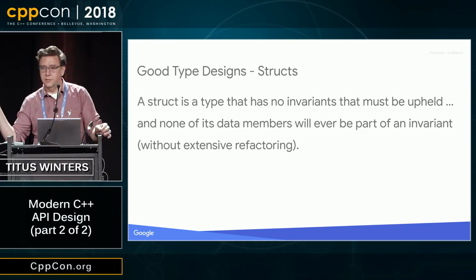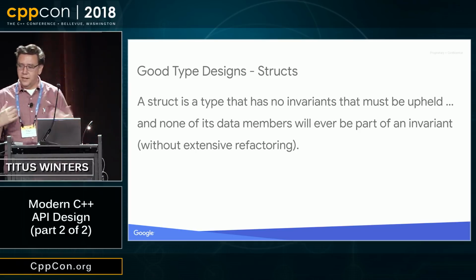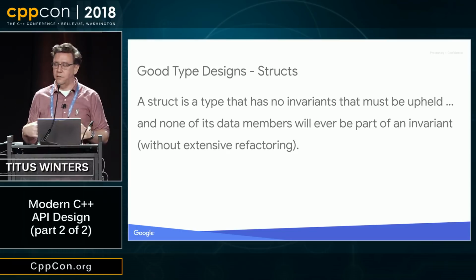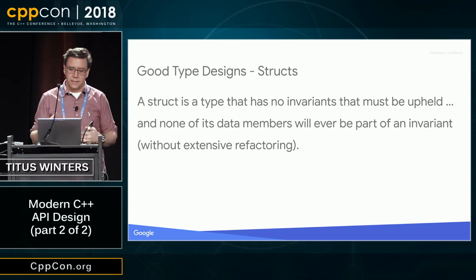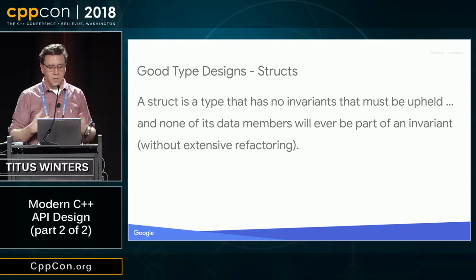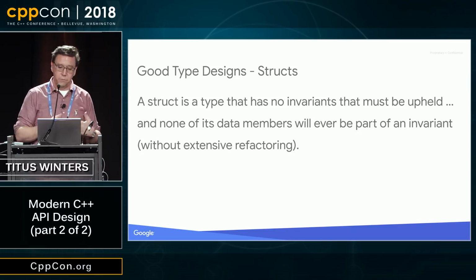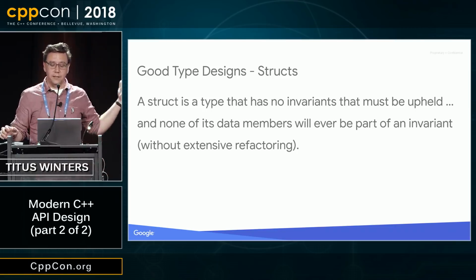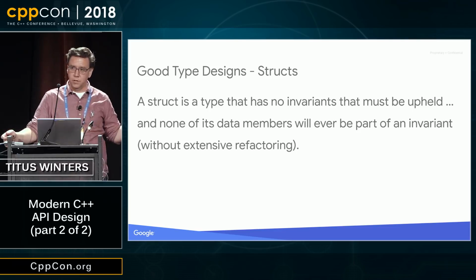Or there's structs. Struct is really, in this model, a type that has no invariants that must be upheld. None of its data members will ever be part of an invariant without extensive refactoring. This tends to inherit the default behaviors for copy and comparison from the language based on their component members. The essence of struct in design is fundamentally it has no invariance. And the standard gives us a clear example of this in pair. Right? Pair does not have accessors, it just has .first and .second, because pair doesn't try to assert any invariance over pair. Right?